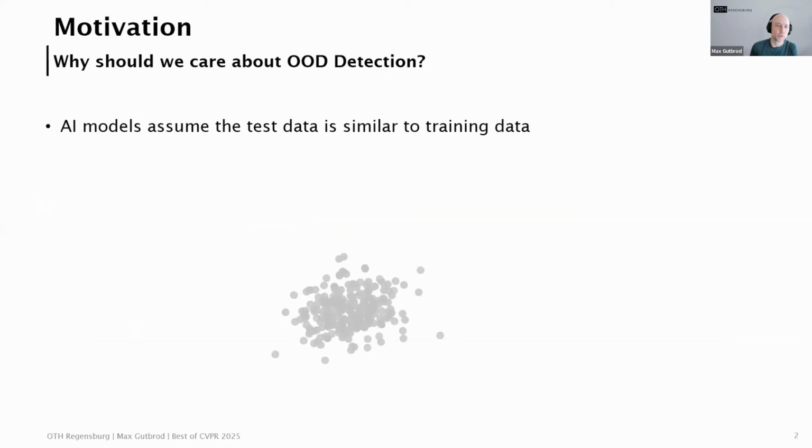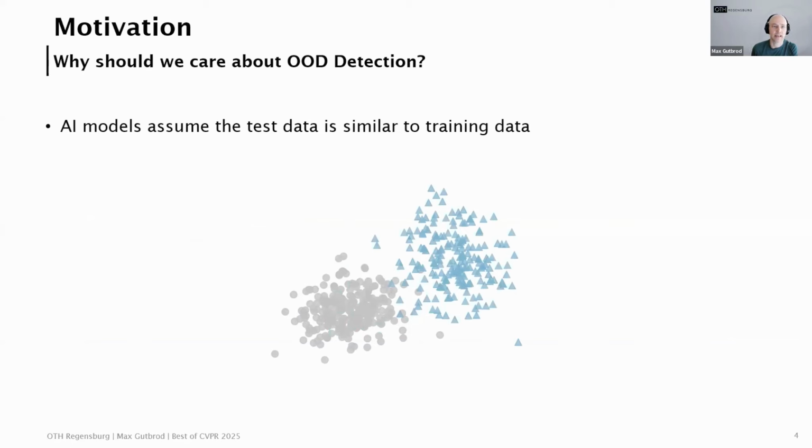So why should we care about OOD detection? Typically, AI models assume that the data during inference is similar to the known training data distribution. So here we can see the training data. And here we see test data, which is assumed to be quite similar to the training data. However, in reality, AI models often face some kind of distribution shift after deployment. And in these scenarios, the outputs of the models are no longer reliable and trustworthy. And the model performance quickly degrades.